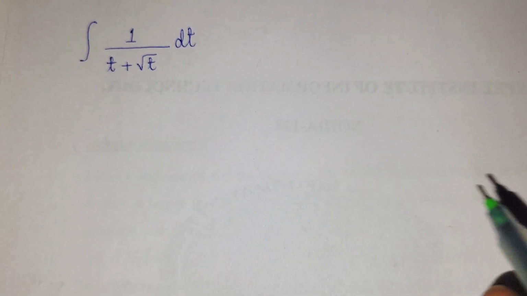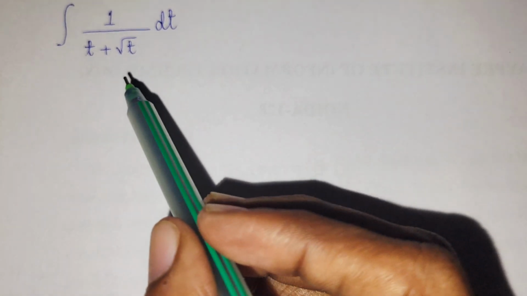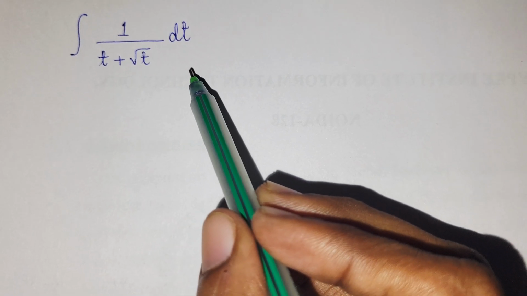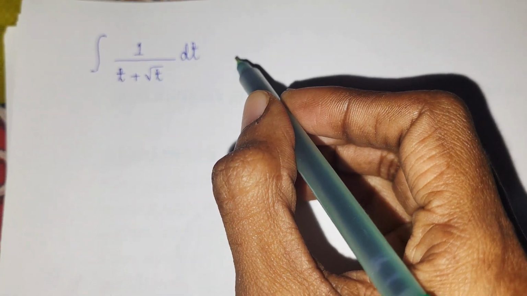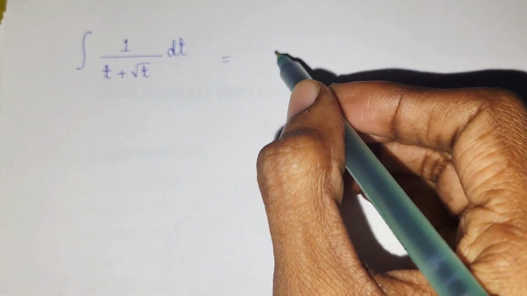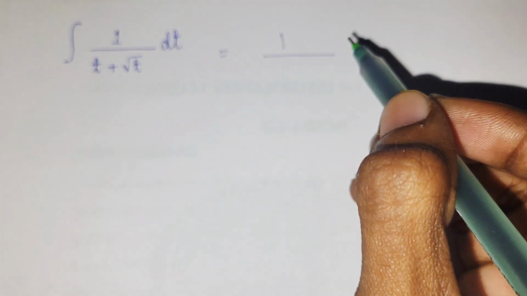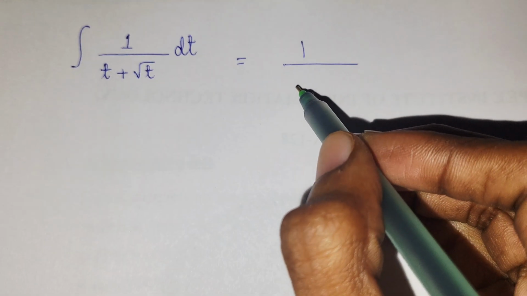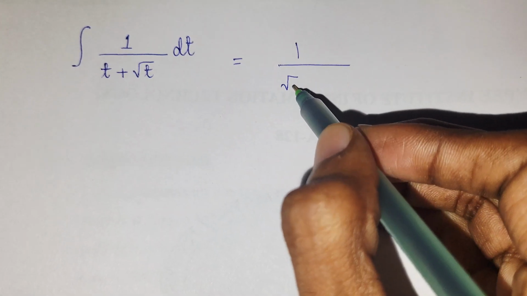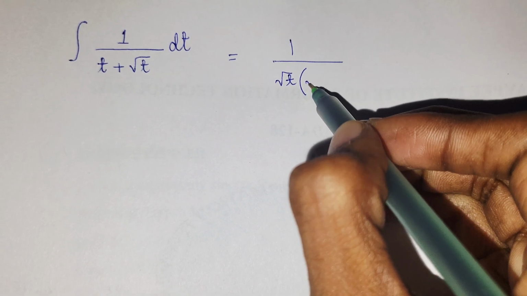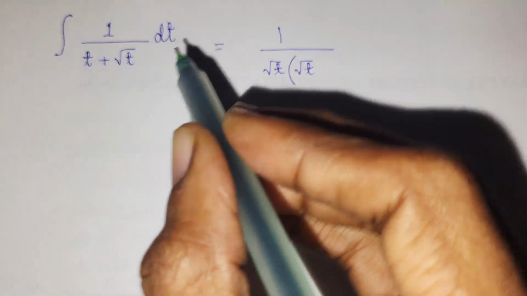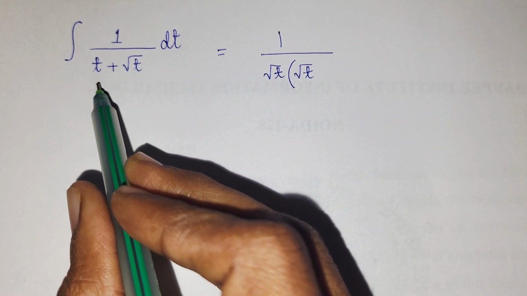So hello guys, we'll solve a tricky question today: integration of 1 by t plus square root of t dt. So how will we do this? First of all, we can take square root of t common, and because square root of t multiplied by square root of t will be t, from which we'll get the first term, correct.